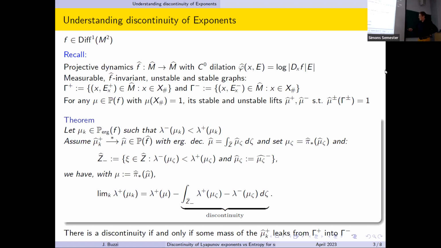So first we have a formula, and this formula tells us that the possibility of a discontinuity comes exactly from the possibility that some mass of the mu k plus, which are concentrated on gamma plus by construction, may leak in the limit into gamma minus, the stable graph. There's nothing really surprising in that, as we said, these graphs are invariant, but only measurable in general. So there is no reason why measures cannot leak from one to the other when we take a weak limit.